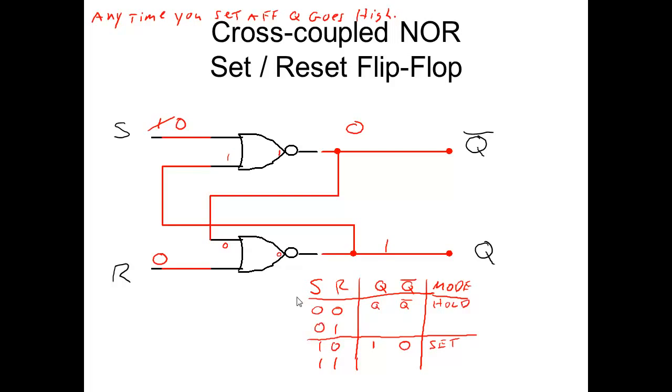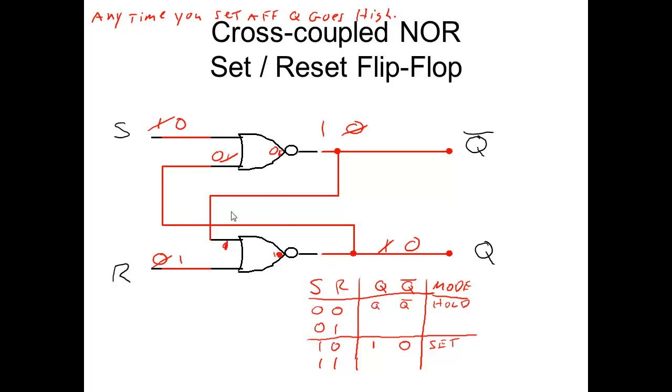Next, let's say we reset this flip-flop. To reset it, we're going to put a high here. So a high and a 0 now. Instead of a 0 here, we've got a 1, which inverts to a 0. That 0 is getting fed back here. 0 ORed with 0 is 0, which is now a 1. That 1's getting fed back here.